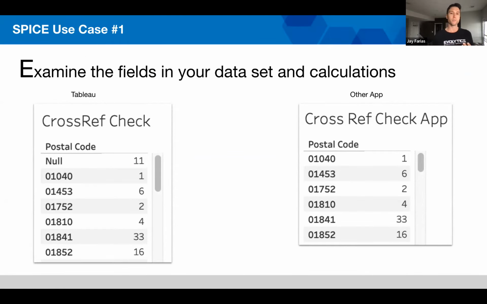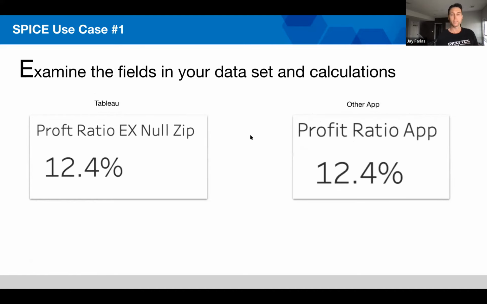So what we're able to do was isolate the records that were different, look at them, look at all the fields, and hopefully you know your data set well enough to say, oh, there's null right there. Go look at that logic, boom, there it is. So if we exclude that null from profit ratio in our Tableau workbook, then we get the same profit ratio.